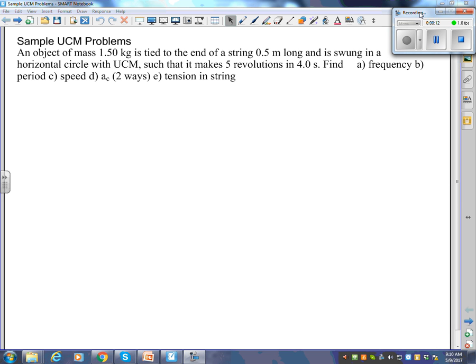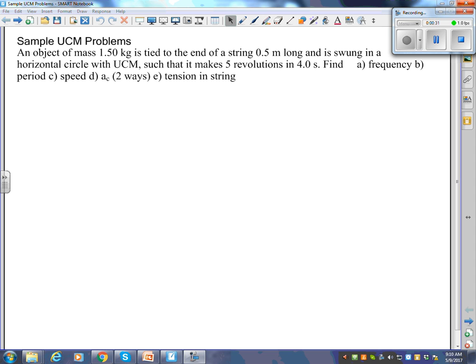So here we have an object of mass 1.5 kilograms. It's tied to the end of a string 0.5 meters long, swung in a horizontal circle with UCM, just like you were doing a couple days ago, such that it makes 5 revolutions in 4 seconds. Find the frequency, find the period, find the speed, find the centripetal acceleration. There's 2 different ways you can do that. And find the tension in the string.